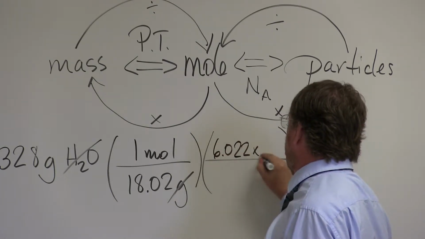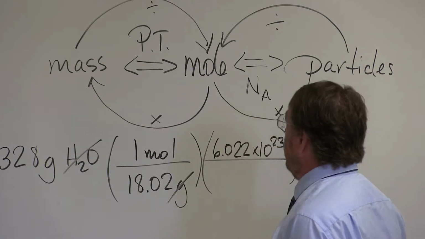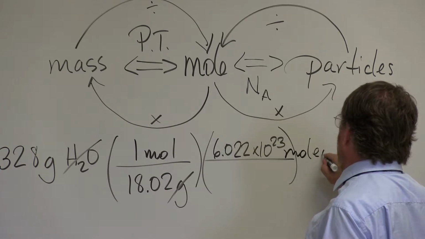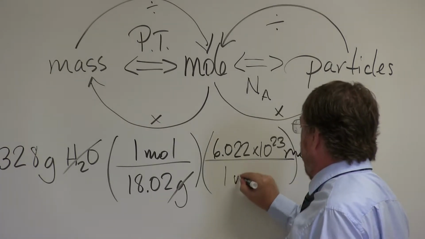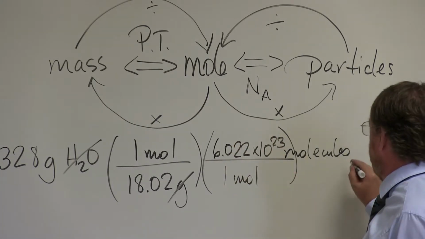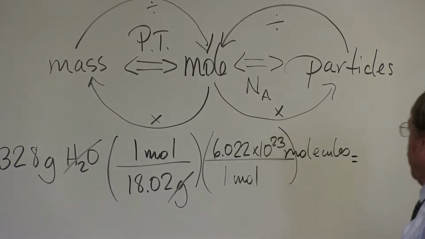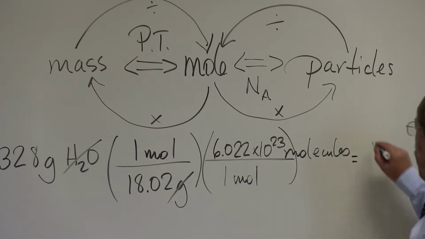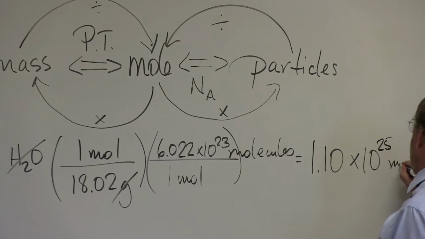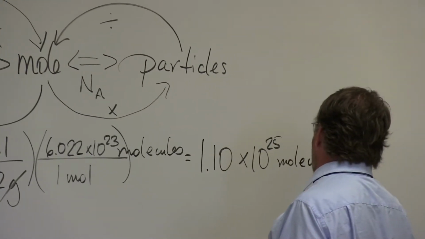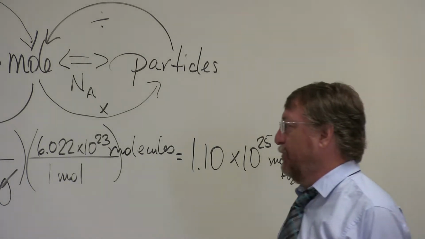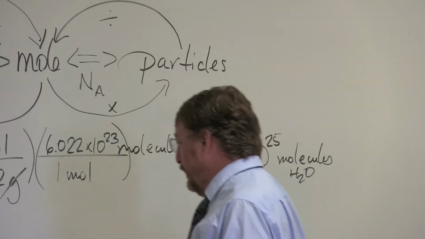So 6.022 times 10 to the 23. In this case, water is a molecule. So I'm going to have molecules per mole. Okay, that's Avogadro's number relationship. That's always per 1 mole. And that's number of particles per 1 mole. So I'm going to have 1.10 times 10 to the 25 molecules of water. Okay, if I had 328 grams of water. All right, let's do another one.